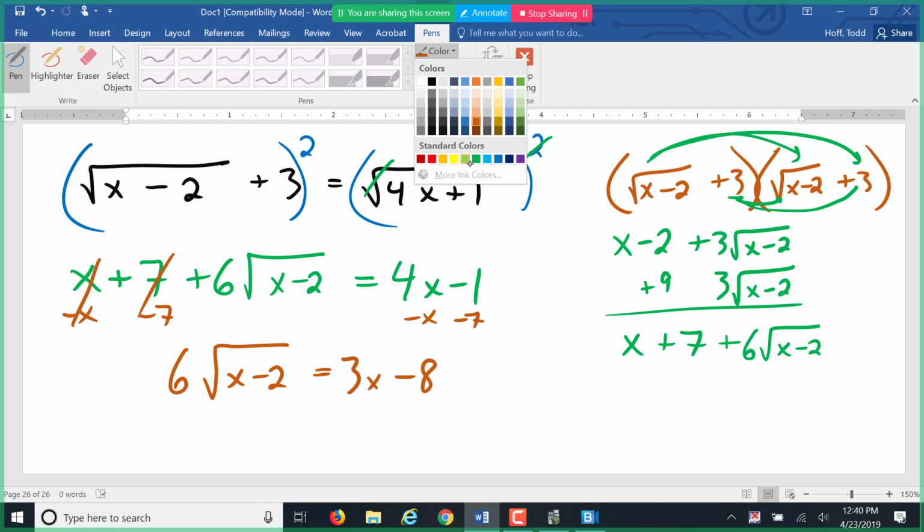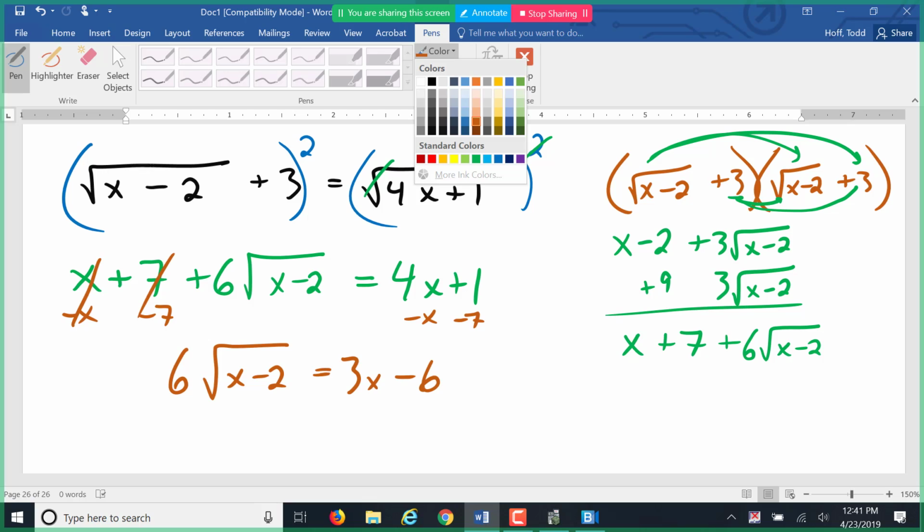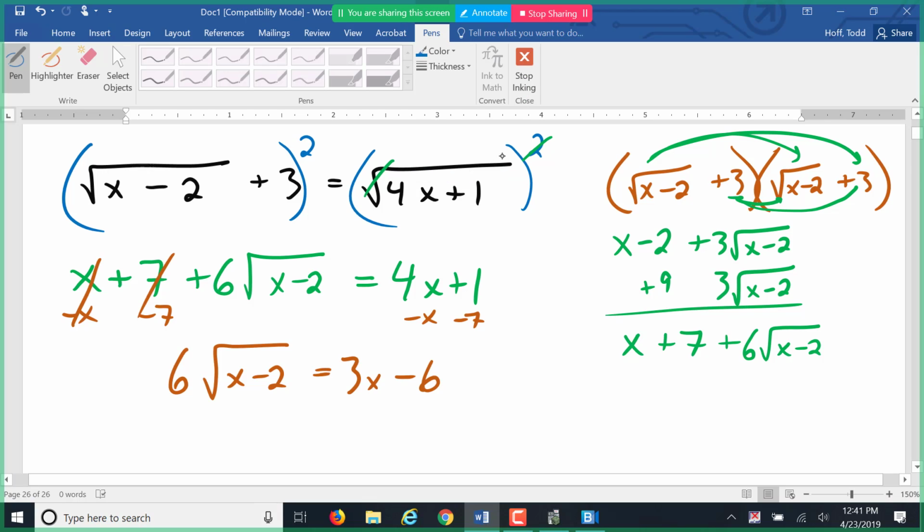Now we could divide by the 6 here. What's that? Was it a positive one or a negative? You are right. That is a positive 1. Thank you. So the minus 7 should make that a negative 6 here. So now we could divide by 6 to totally isolate the radical.